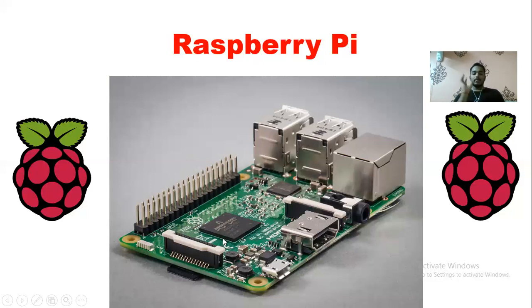There are many types of Raspberry Pi circuits, like Raspberry Pi 2, Raspberry Pi 3, 3B plus. For this session, we are using Raspberry Pi 3B plus.